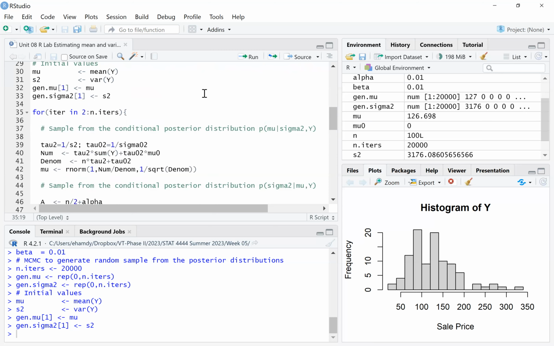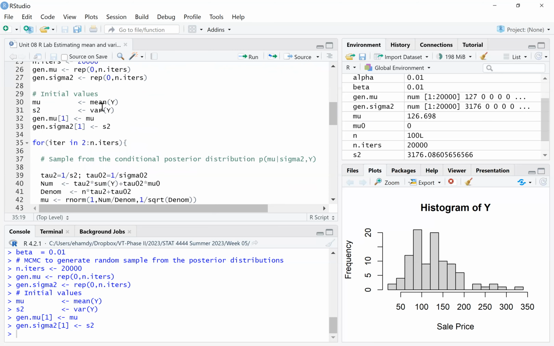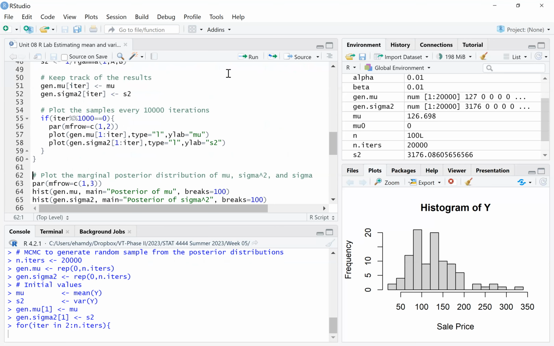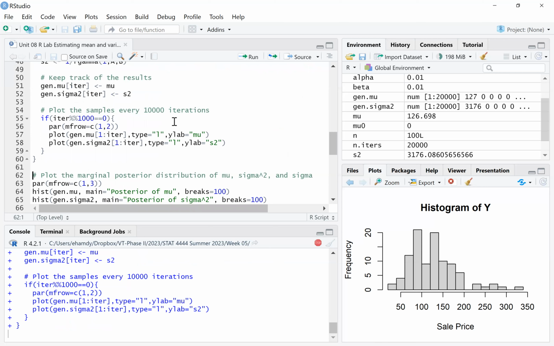So let's do it many times. Like how many times? 20,000 times. And let's wait.